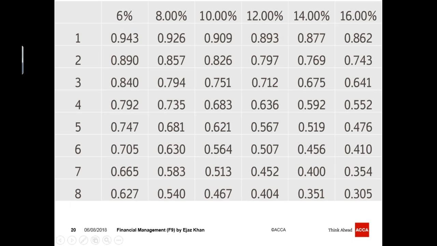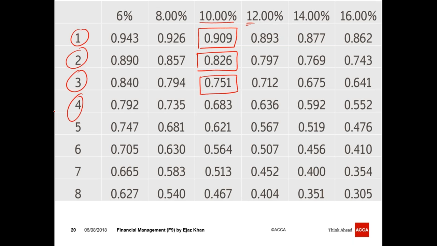Like in our example, it was 10%. So for year one, it was 0.909. For year two, it was 0.826. And for year three, it was 0.751. Remember, the whole table shows present values of $1 at different rates and different timing. So we need to pick up the relevant discount factors from this table and just put them in our example and find out the present values.